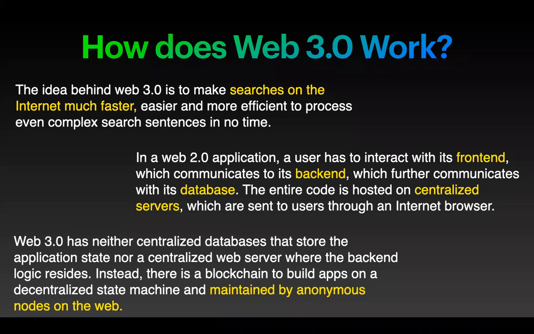Whereas Web 3.0 has neither a centralized database that stores the application state, nor a centralized web server where the backend logic resides. No centralization. There is a blockchain to build apps on a decentralized state machine, maintained by anonymous nodes on the web. As simple as it is to say, it is quite complicated to understand further. But the logic doesn't reside just in the backend. All the code and everything is maintained on a blockchain server.